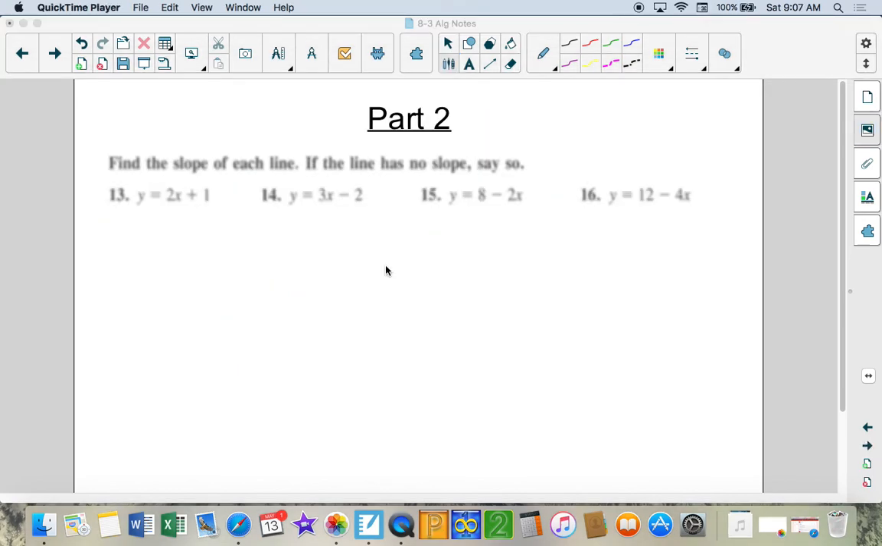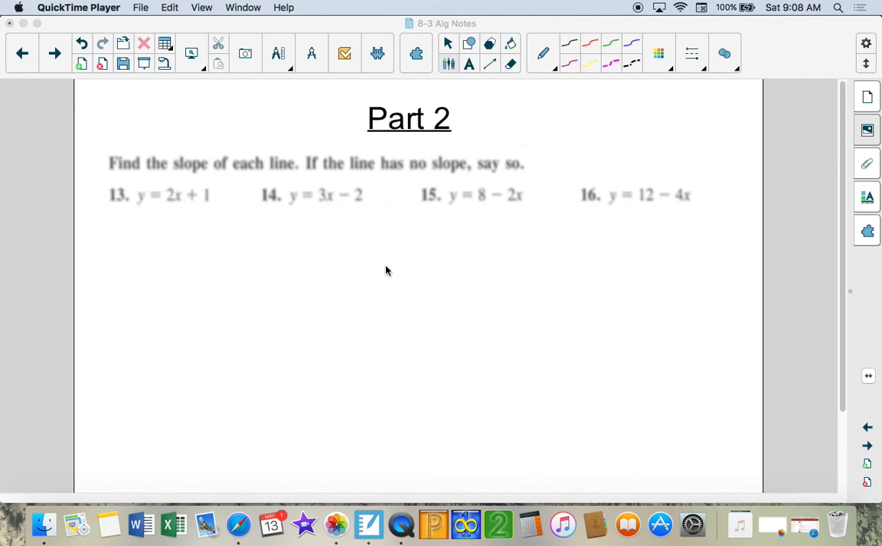All right, part 2. Let's see if we can get a little bit more clear and coherent. I'm expanding on this because this is a really important section in algebra. Graphing is very important. You'll see it for the rest of your math career, whether it be geometry, algebra 2, pre-calc, calculus. So these equations are extremely important. Find the slope of each line. If a line has no slope, say so.